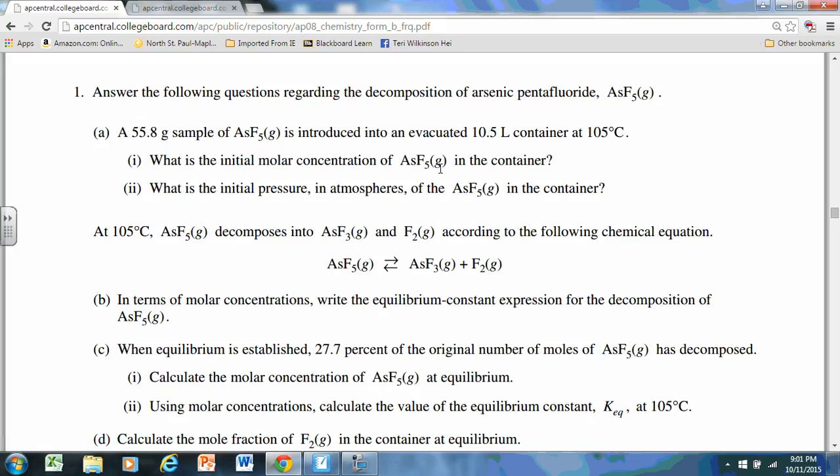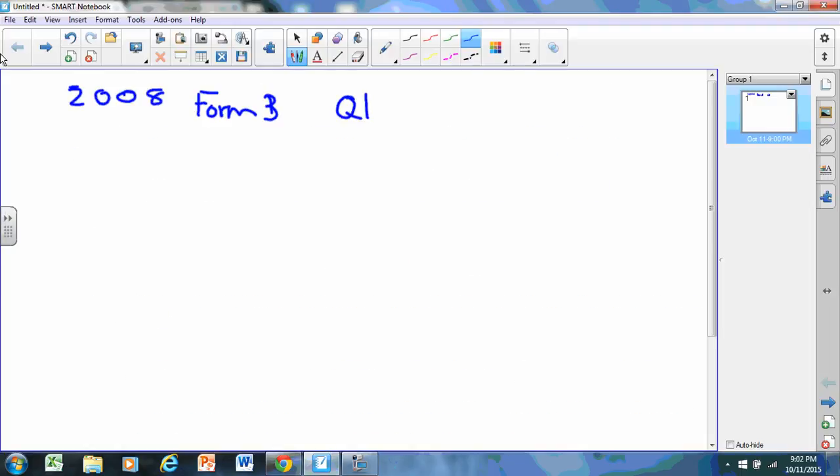And so we have a 55.8 gram sample of arsenic fluoride, and it's introduced to a 10.5 liter container at 105 degrees. What is the initial molar concentration? So coming back, A and then I or 1. Remember now molarity is moles per liter. That's the unit. And so they gave us 55.85 grams. And again, when in doubt, go to the mole.